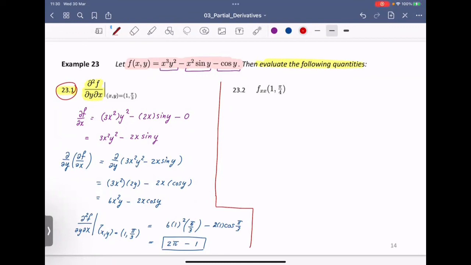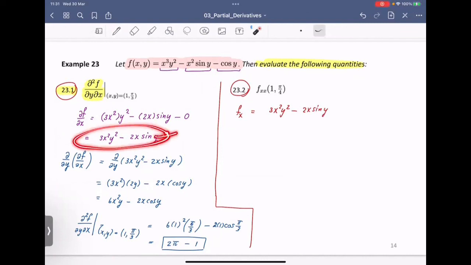Hope you understand it now, because this type of question will be on the exam. So 23.2, let's look at that. This time I'm going to take the derivative with respect to x two times. I'm going to do f_x first. I copied this from the left one, because they are the same thing. So this is the derivative with respect to x. Now we do one more time. This term you do with respect to x.